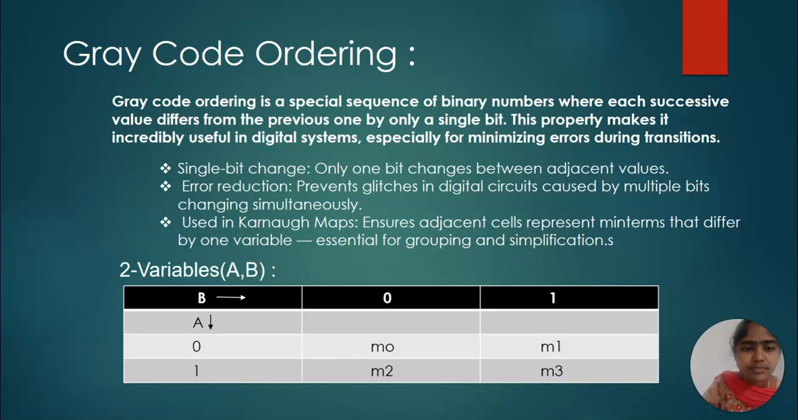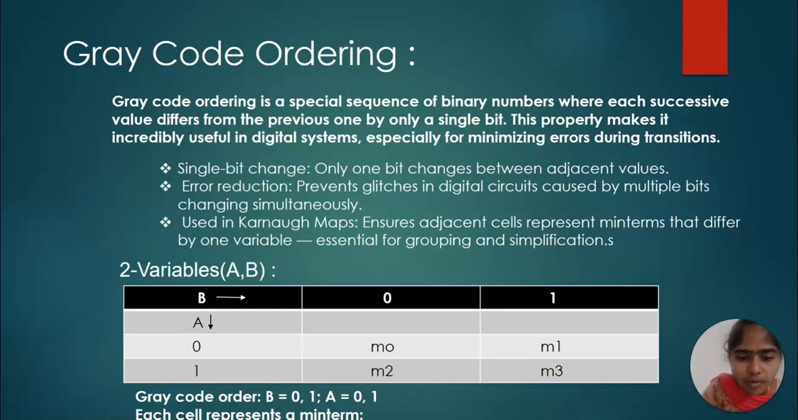Two variables. They are A inputs and B inputs. In each gray code, here B equals 0, 1, and A equals 0, 1. Each cell represents a minterm. For the minterms, we have to discuss from the starting onwards: 0, 1, 2, 3.